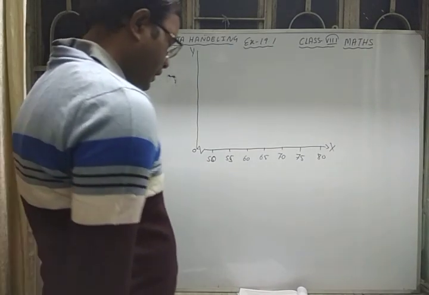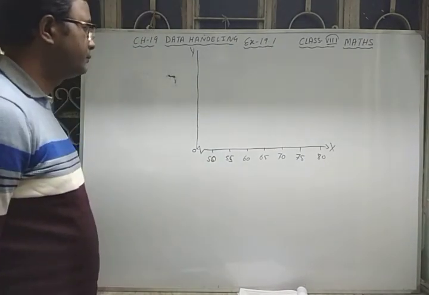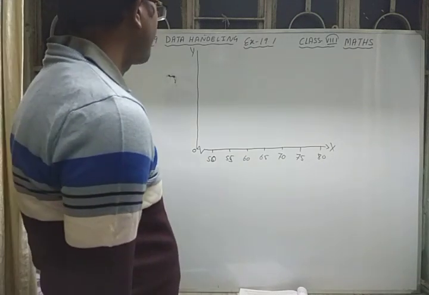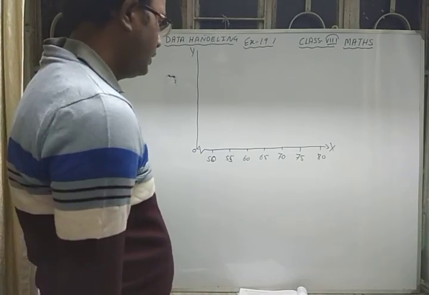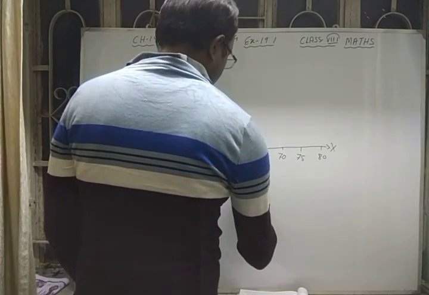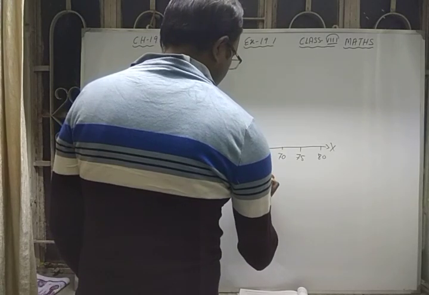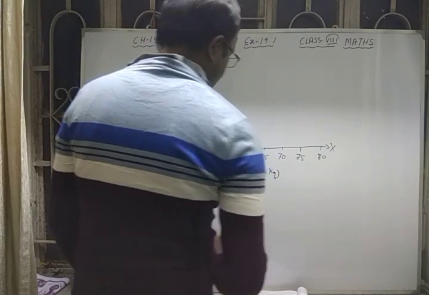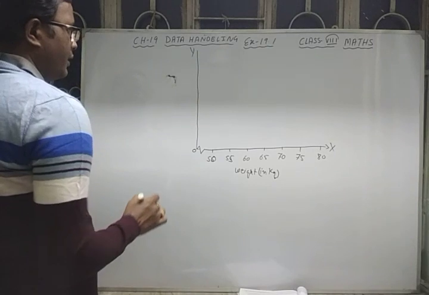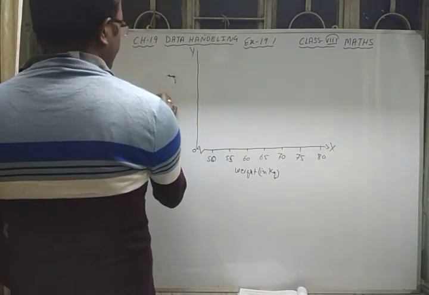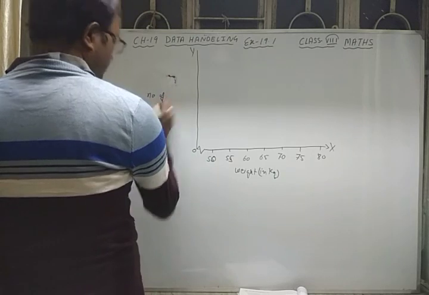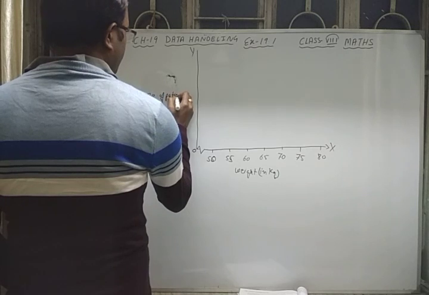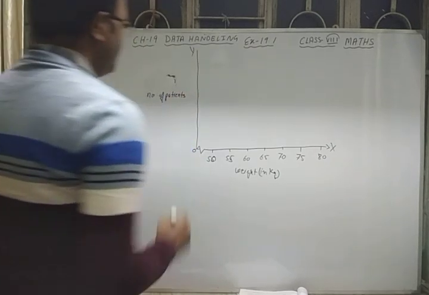Now in the y-axis we have to take the number of patients. So here you will write weight in kg on the x-axis, and on the y-axis we write number of patients.